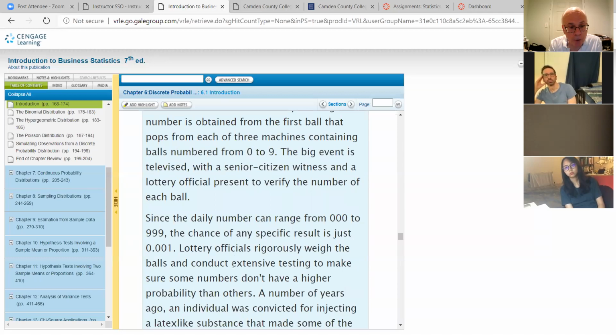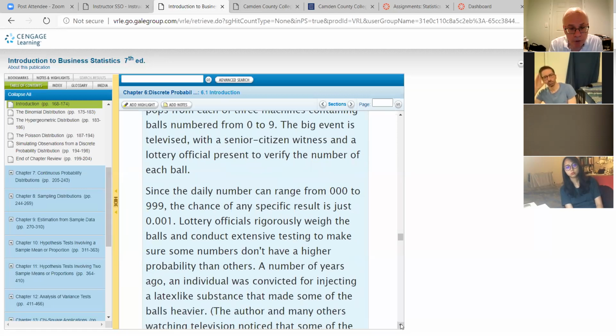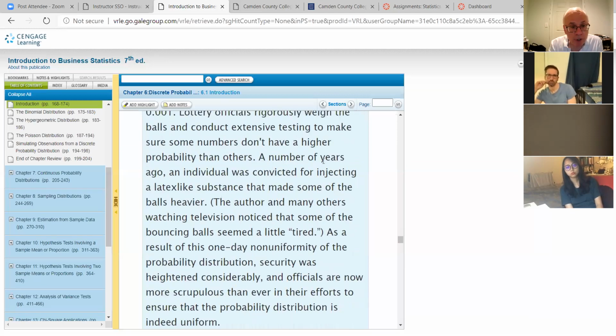So here, lottery officials rigorously weigh the balls and conduct extensive testing. They want to make sure the probabilities are equally weighted, so we have equal probabilities. We know that for sure. A number of years ago, an individual was convicted for injecting a latex-like substance that made some of the balls heavier.